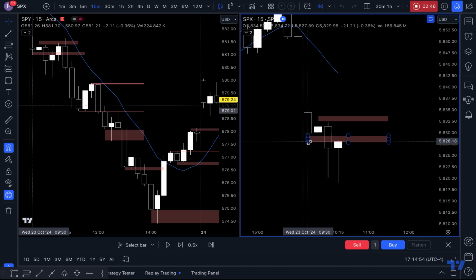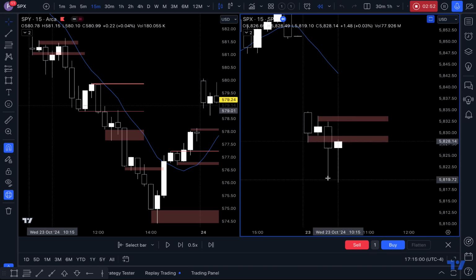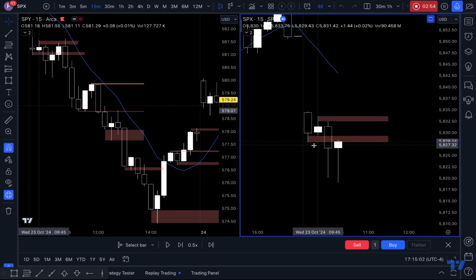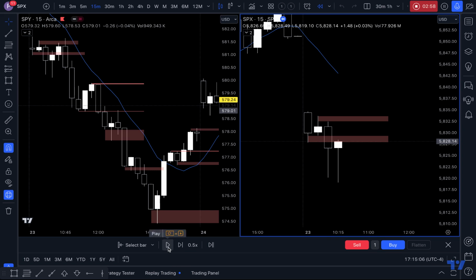Now we're going to see if the support is supporting, and it tested that. It's testing again, and we have new data here, but this one hasn't closed yet, so I don't want to draw that yet. Gotta wait until it closes.